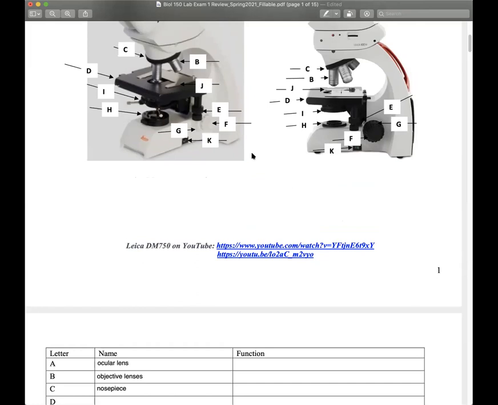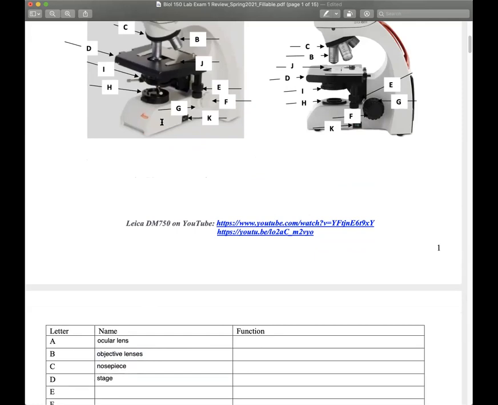Okay, D. Mechanical stage. Yeah, D is the stage where we can put our sample. Then we've got E, which is pointing to this mechanism underneath the stage. That stage adjustment knob. Yes, that is the stage adjustment knob. That is how we can move the stage backwards, forwards, left, right, so we can view all around our sample.